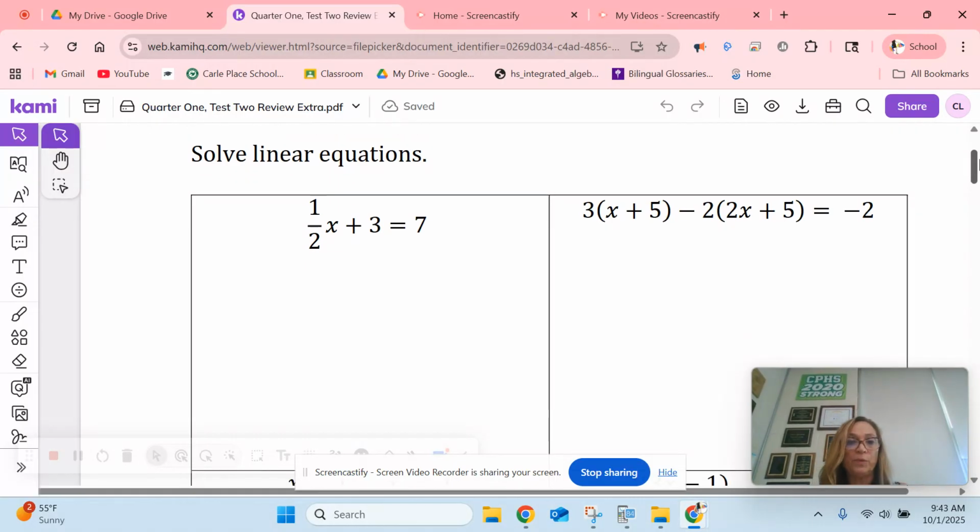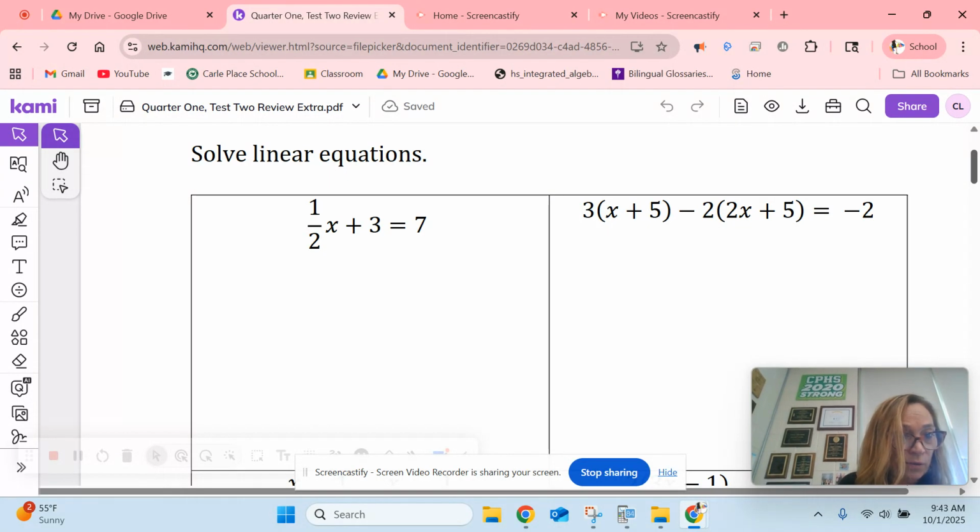So for our first equation, when you have a fraction, you have three choices. You can either deal with the fraction, you can go decimal, or you can multiply by the lowest common denominator of the fractions to remove them. I'm just going to deal with it because it's only a half. So I would do the opposite of adding 3, which is subtracting 3.